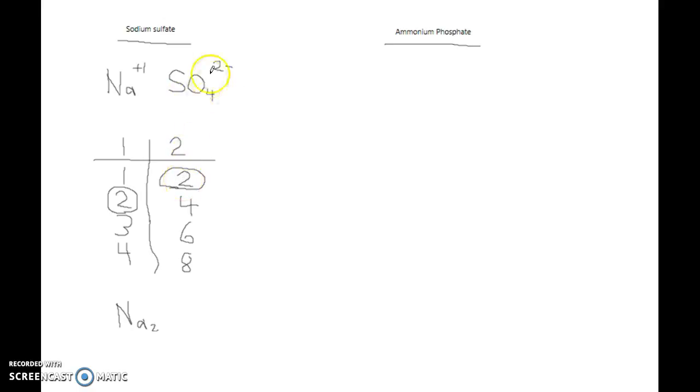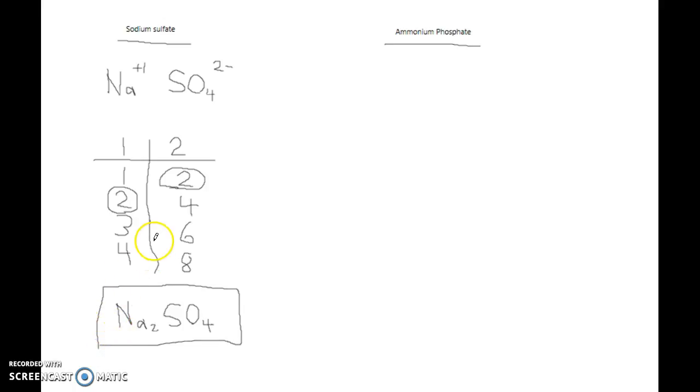And then how many sulfates am I going to need to get a total negative charge of 2? Well, since sulfate has a -2 charge, I only need 1, right? So sulfate I would just write as SO4. And that's it. So the formula then would be Na2SO4.